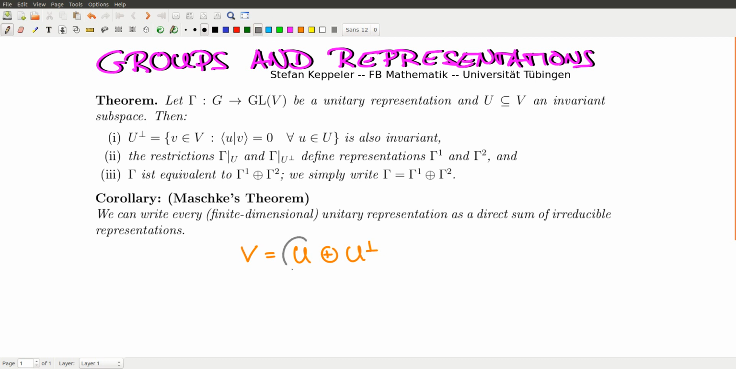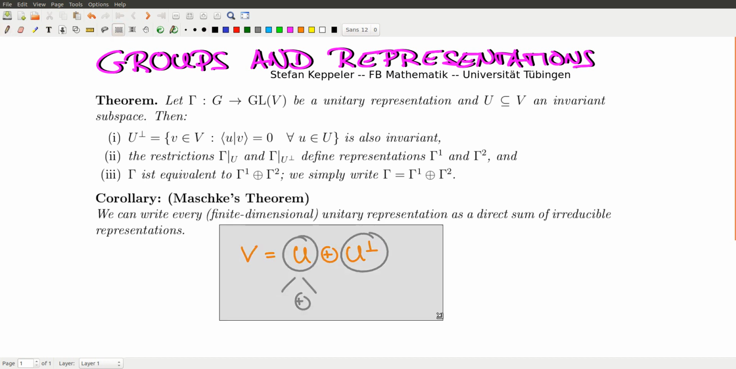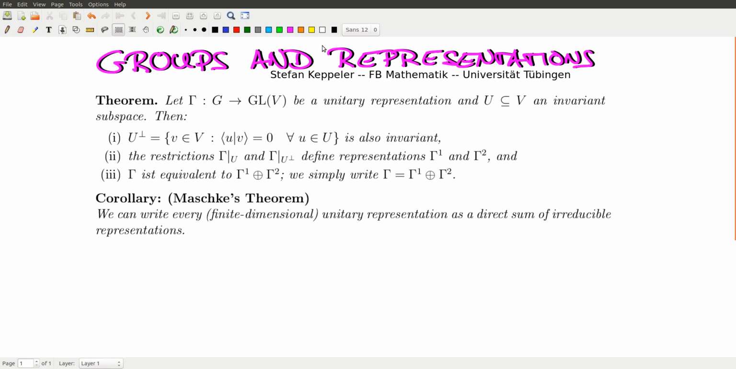And now we repeat. Now we check for each of these whether they are irreducible or whether there is an invariant subspace. And if there is an invariant subspace, then we split it up in something plus the orthogonal complement, and we do this until there are no more invariant subspaces. So the only thing we have to prove now is statement 1 in the theorem.